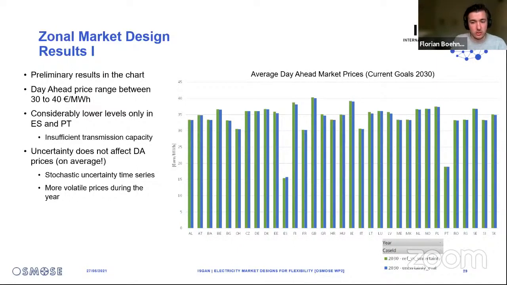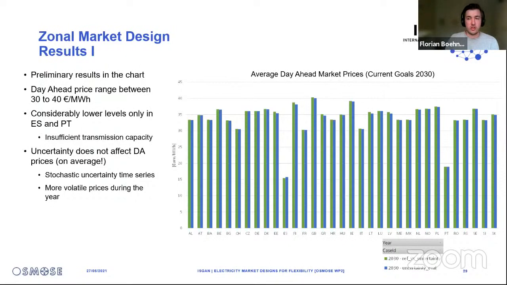So the countries on the Iberian Peninsula seem to have a bottleneck towards France. So the very high installed capacities for especially solar power cannot be transported to neighboring countries other than between those 2 countries. The second learning we can see regards the 2 scenarios.